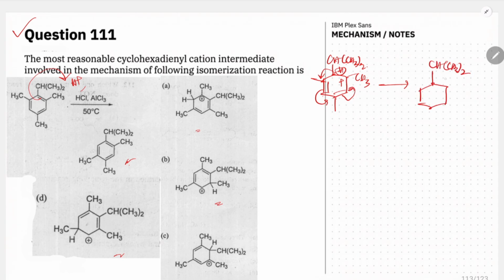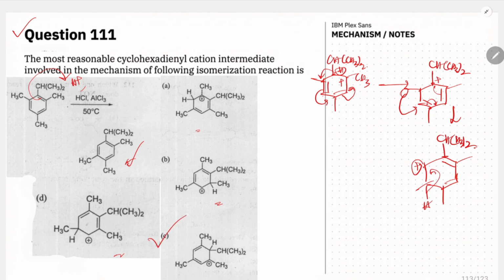CH3 whole 2 plus, and here is a double bond, CH3, and this is a double bond, and this kind of structure. Now there is a possibility of migration of this methyl group, then the double bond shifts to this. So this is a sigmatropic shift kind of reaction, and here positive charge CH3 whole 2. Now from this we get the final product. So C is the correct answer.